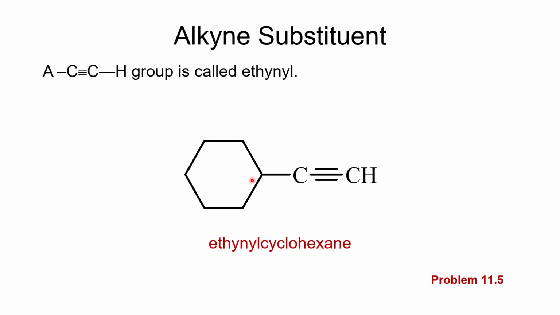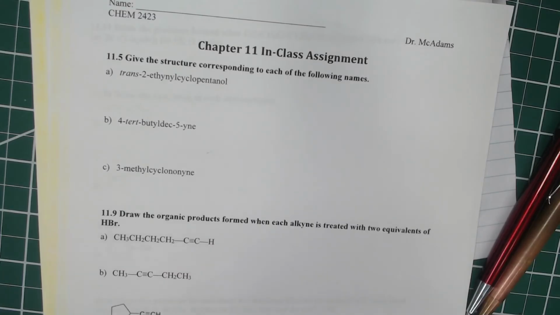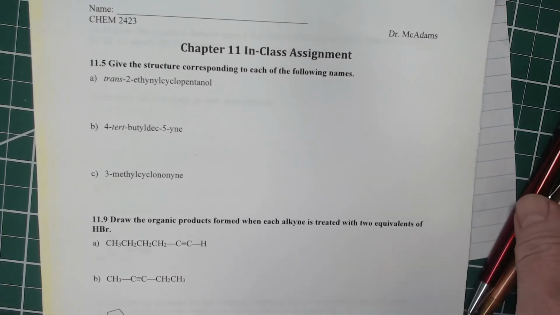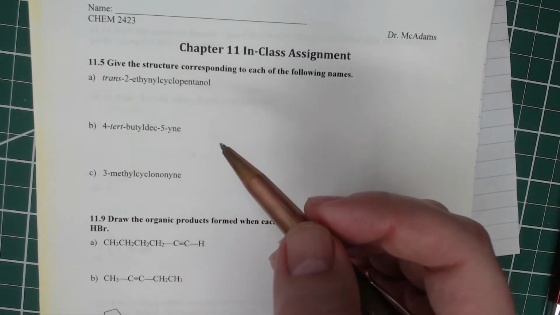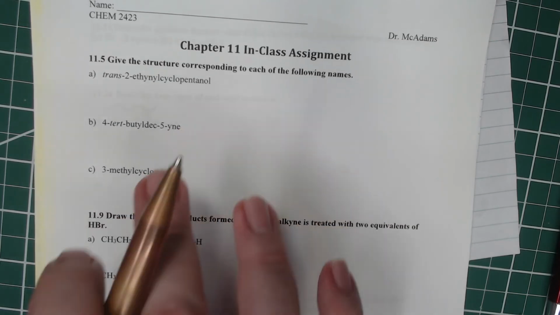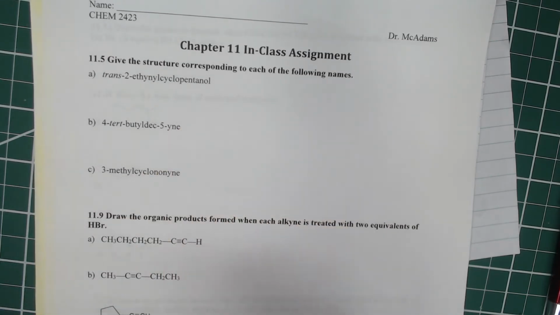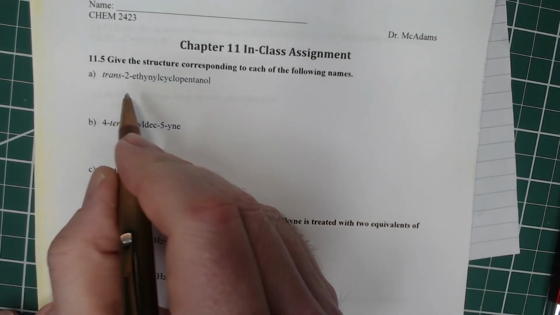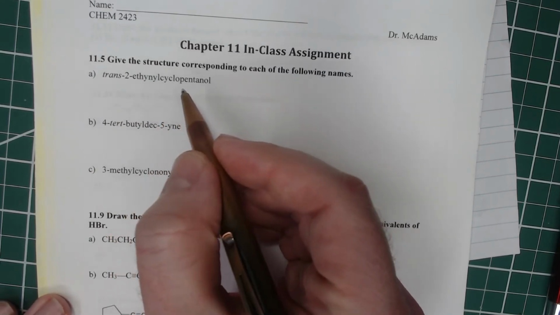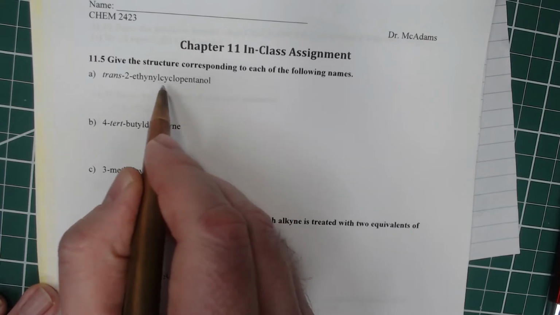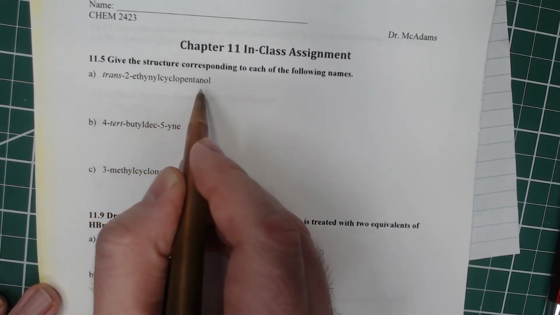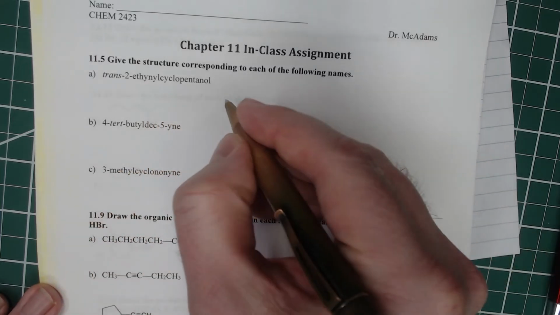So let's look at number 5 on the in-class assignment. So we'll switch over. There is number 5. All right, so on this one, we've got the name of the compound, and we want to draw the compound. So let's find our structure here. It is a cyclopentanol, so that's a 5-membered ring.